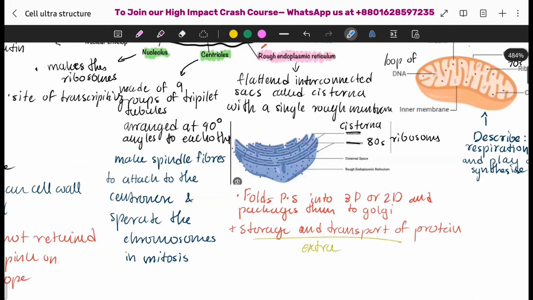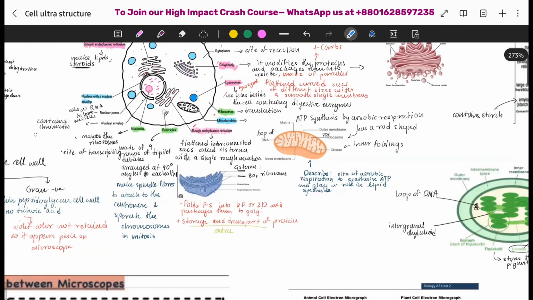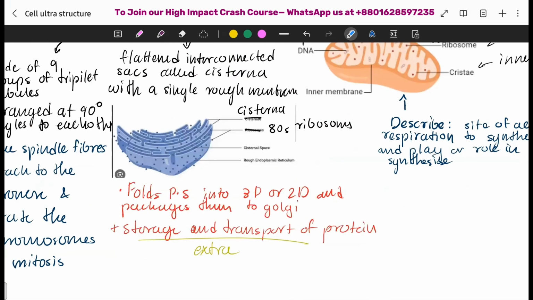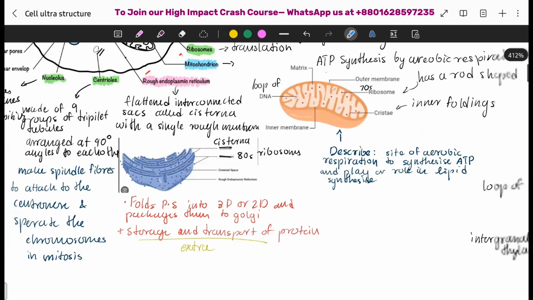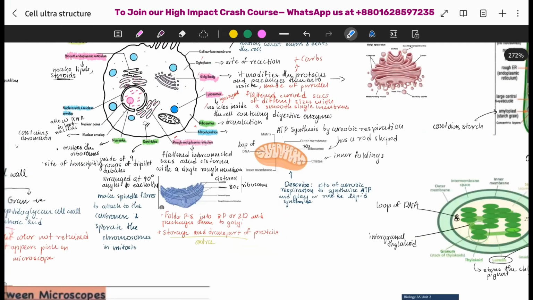And rough endoplasmic reticulum, I missed this part, they have 80S ribosomes because it's a eukaryotic structure. That's why 80S. It will fold the protein into a 3D shape, and package it to the Golgi, okay? And also it stores and transports protein. That's extra information, but yeah. Stores and transports protein. I think I said everything for animal cell.